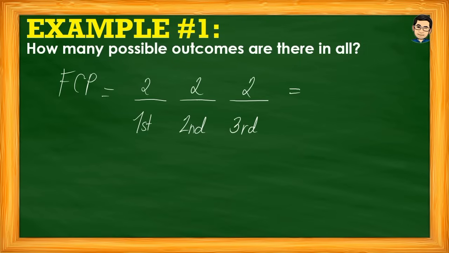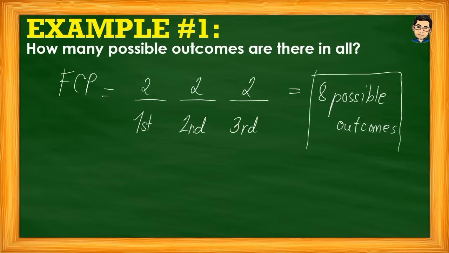Yung ating mga nilista na yan is, i-multiply po natin. 2 times 2 is 4, times 2, 8. Ang sagot po natin kanina is 8 possible outcomes. As you can see, using Fundamental Counting Principle, napatunayan natin na there are 8 possible outcomes.